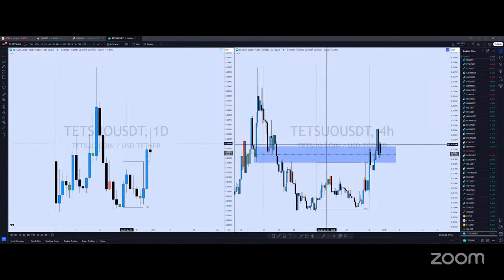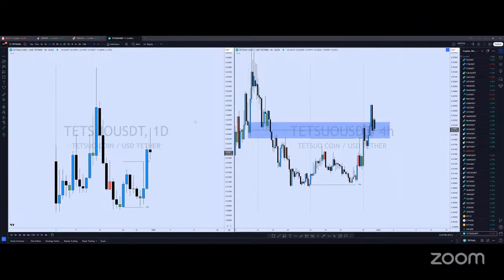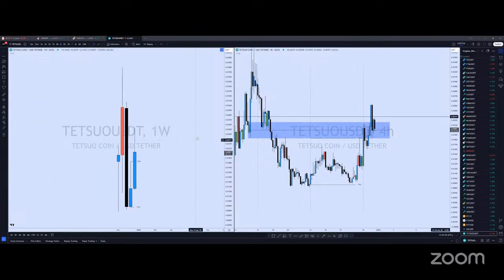Now let's look at this pair. I always struggle to mention the name. It's Tetsuo. Yeah, that's it. So yesterday I was actually looking at this, and I had this last down candle. Now, from the weekly time frame perspective, because that's where I derive my bias from.